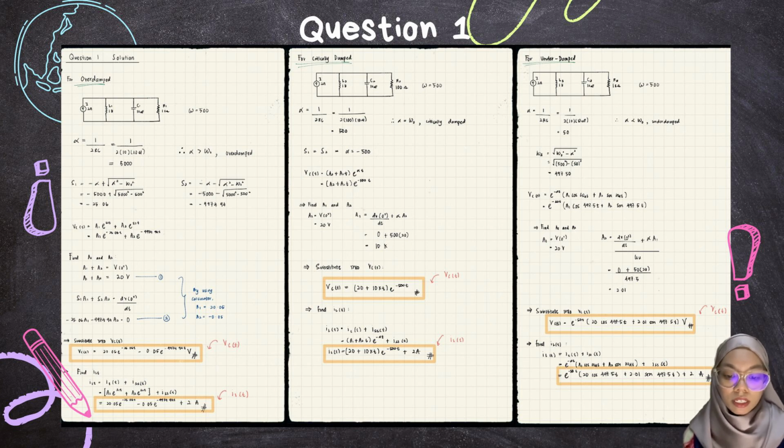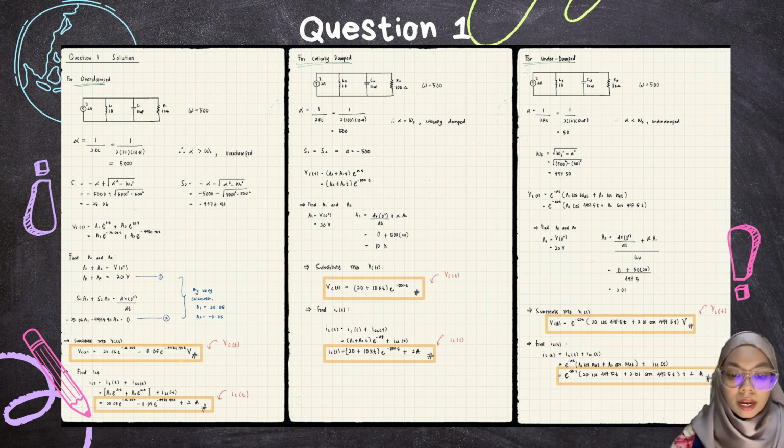To find VCT, first we find the S1 and S2 for the overdamped circuit. So we use the equation VCT equals A1 e to the power of S1t plus A2 e to the power of S2t. After we found S1 and S2, we substitute them into the equation and find the values of A1 and A2. After that, we can substitute A1, A2, S1 and S2 into the equation for VCT.